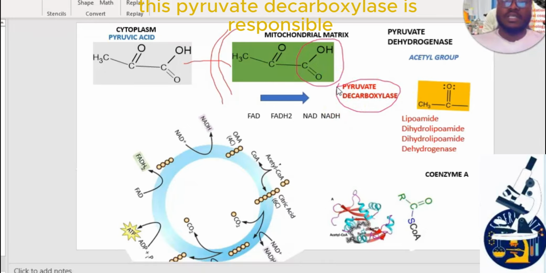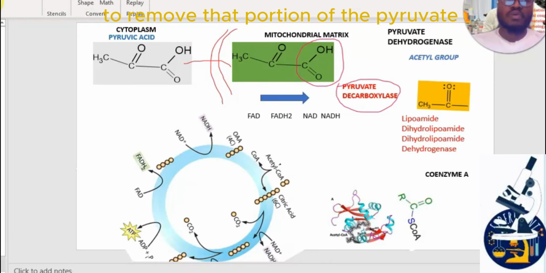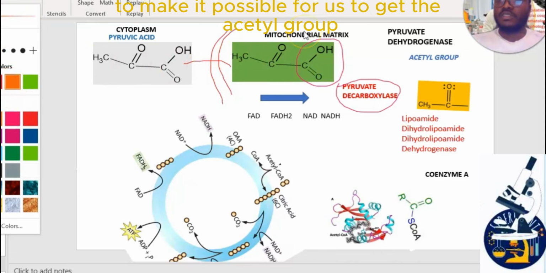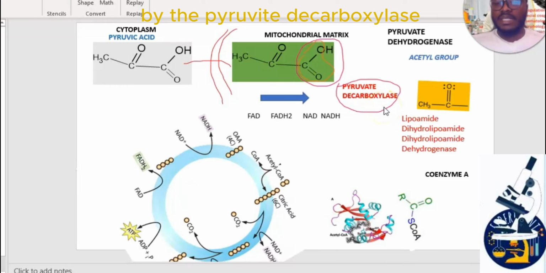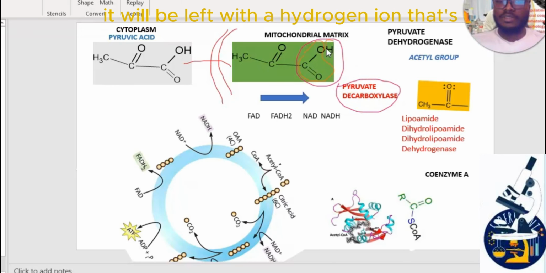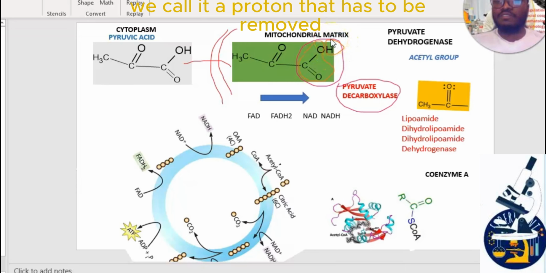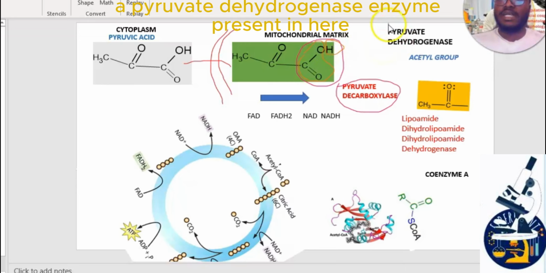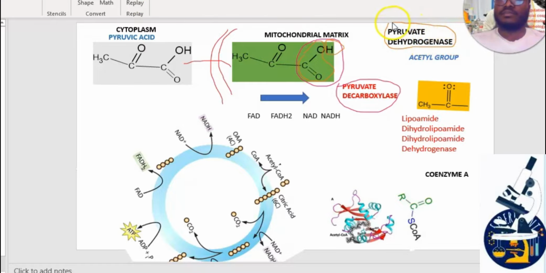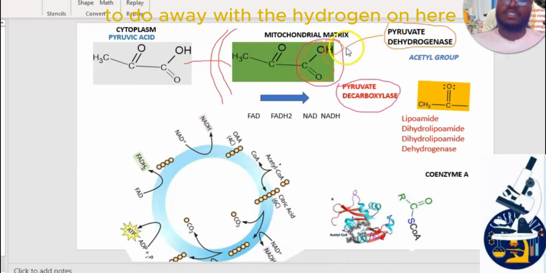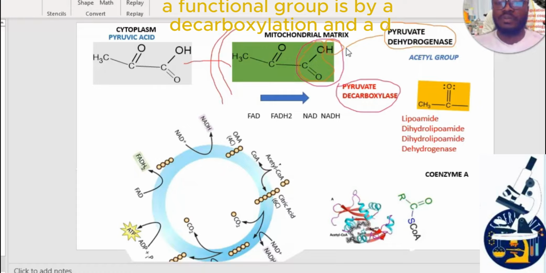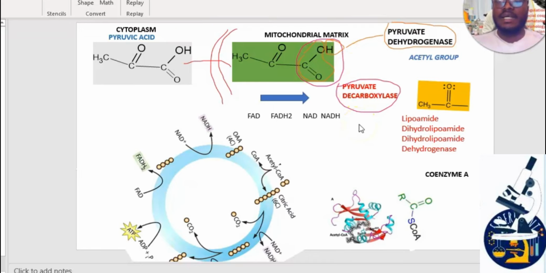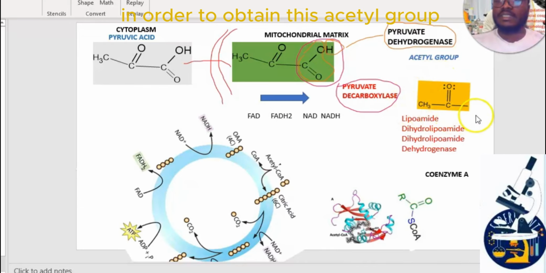This pyruvate decarboxylase is responsible to remove that portion of the pyruvate to make it possible for us to get the acetyl group. So this portion will be taken care of by the pyruvate decarboxylase. It will be left with a hydrogen ion, that we call a proton, that has to be removed, and we've got a pyruvate dehydrogenase enzyme present in here to do away with the hydrogen. So the process by which a pyruvate is converted into an acetyl functional group is by a decarboxylation and a dehydrogenation of the pyruvate in order to obtain this acetyl group.